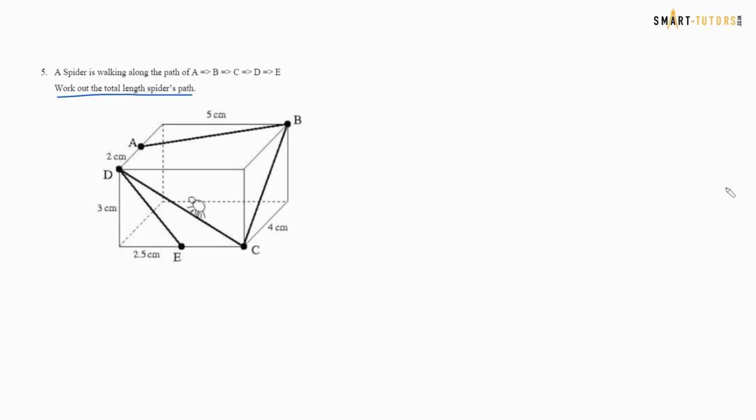Say for example, AB is the hypotenuse of this right angle. So this is the right angle. So AB squared equals, this side is 4, so this is 2, so this has to be 2. So in this right angle triangle, AB squared is 5 squared plus 2 squared. So AB equals square root of 5 squared plus 2 squared.